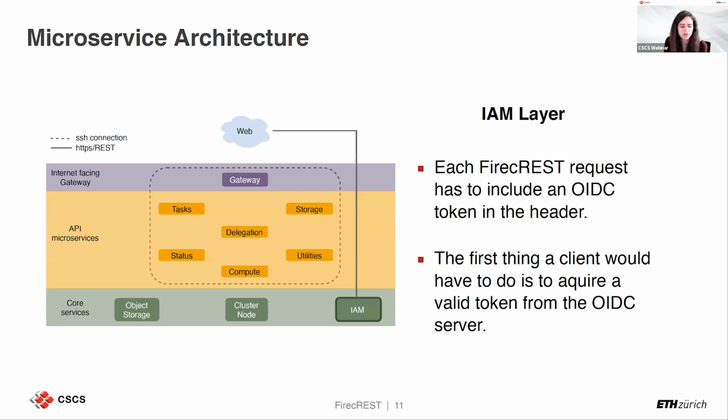All the requests that are made to FirecREST need to include an OIDC token in the header. So the first thing that the client would have to do is acquire a valid token from the OIDC server. This OIDC server is not really part of FirecREST. It's managed completely separately by the site. And FirecREST will not at any point have the password or long-lasting credentials of the user. It will handle everything with this token that the user will send through the request.